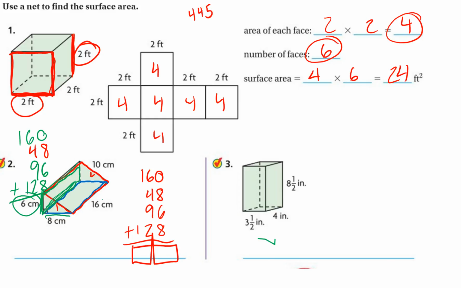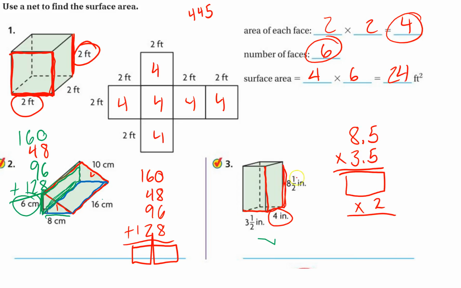All right, number 3. Again, finding the area of this rectangle, which is a 3.5 by 8.5. And we could say that is 8.5 times 3.5. You're going to get that answer. And since this is a rectangular prism, there's going to be a front and the back, so you multiply by 2. Then you find the area of this rectangle, which is 4 by 8.5.